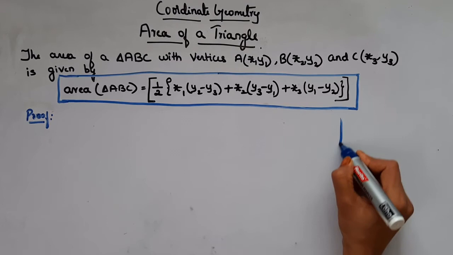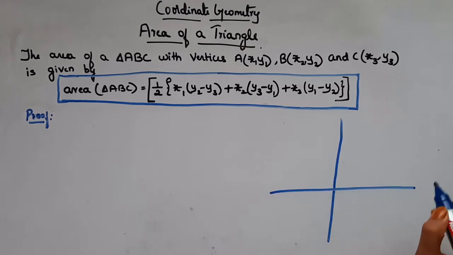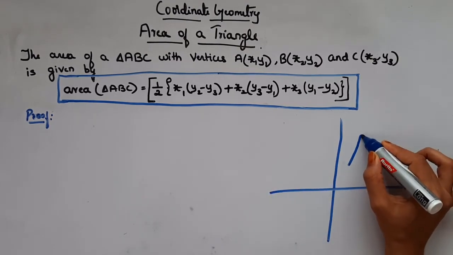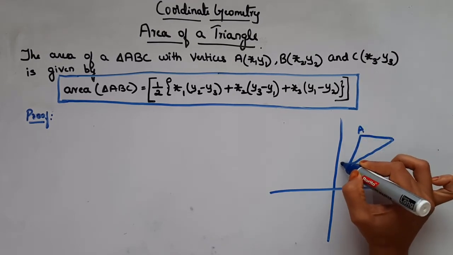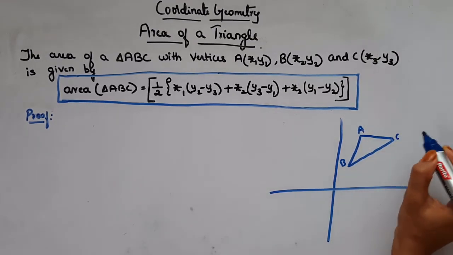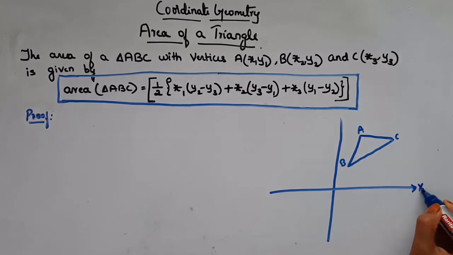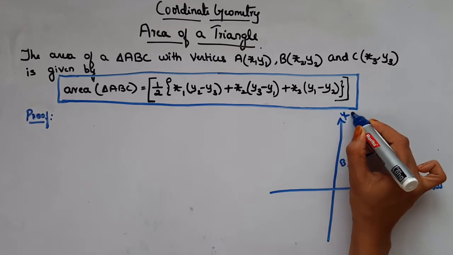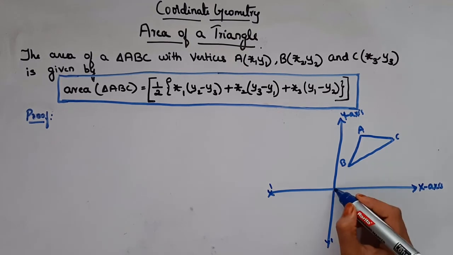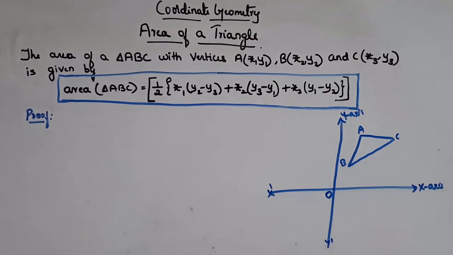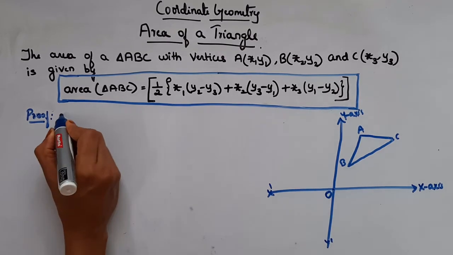So first let's consider a triangle ABC. Let's take these points as A, B and C. So this is your x-axis, right? And this is your y-axis. This is your X dash and this is your Y dash. And this is the point of origin. Okay. So now let's write this in words.